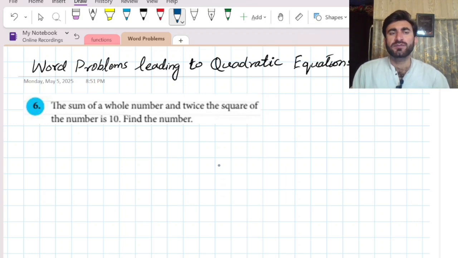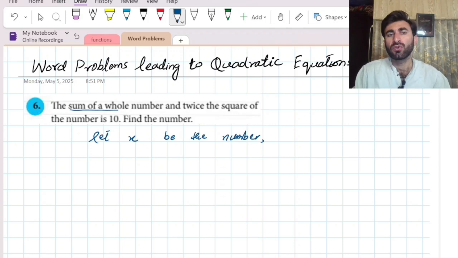The first problem states: the sum of a whole number and twice the square of the number is 10. Find the number. In such cases, first we have to suppose the number. Let it be x. Then according to the given condition, the sum of the whole number and twice the square of the number is 10. So it will be x plus 2 times x square equals 10. That is the primary equation made from the statement.